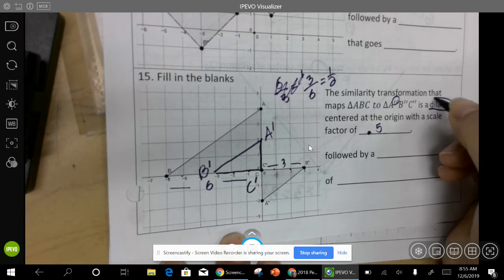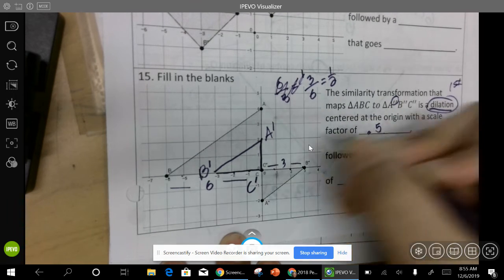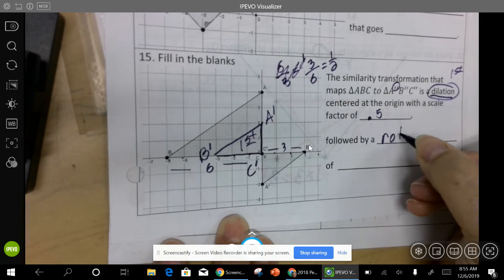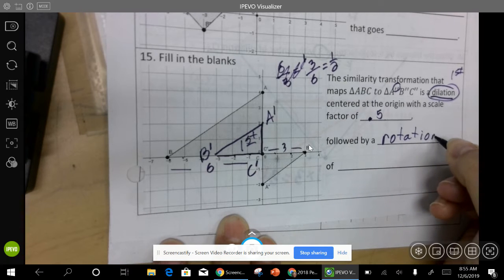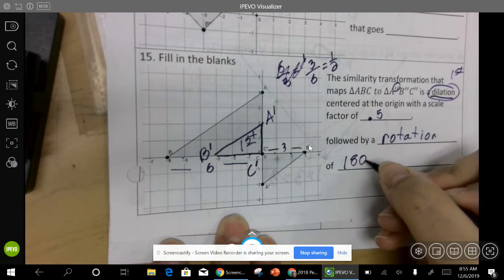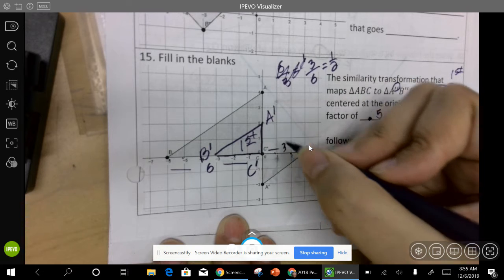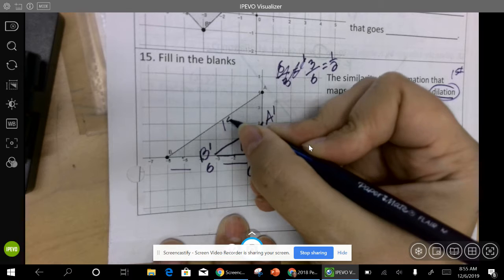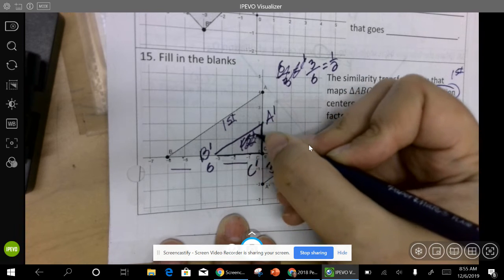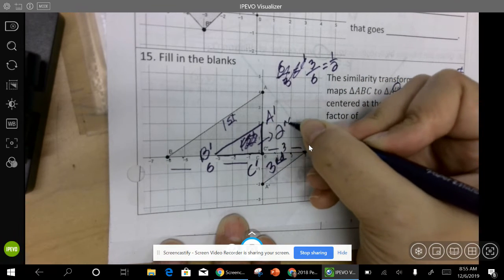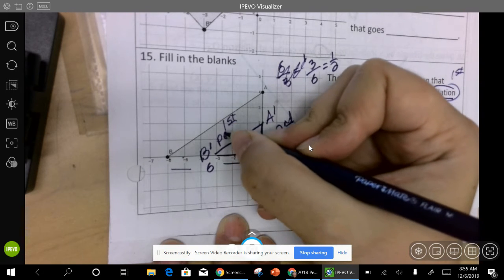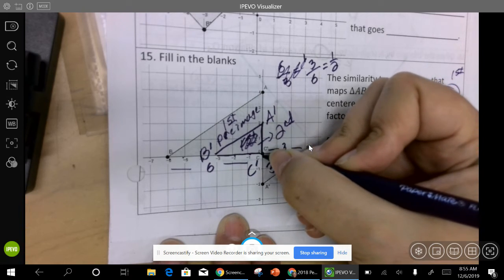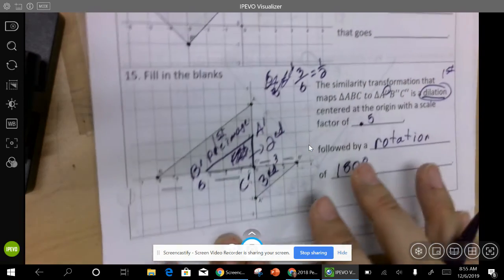Okay, so it says dilation, so everybody, that means that that's first. And then we're going to rotate it 180 degrees about the origin. Okay, and everybody, so this is third. So this is our first thing that we have. I'm going to put that second. Okay, so this is our pre-image, that's what we start with. We're going to do our dilation, shrink it down, and then we're going to rotate it 180.